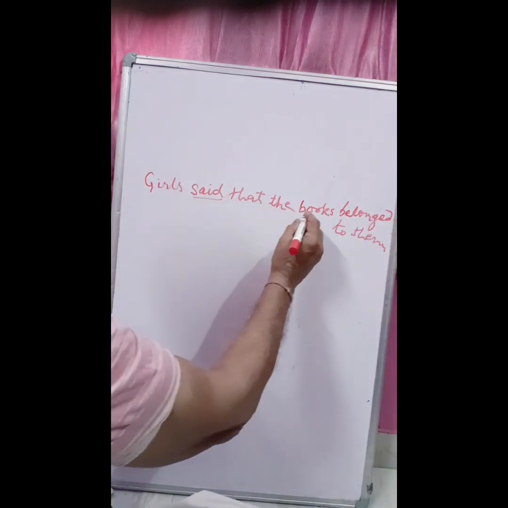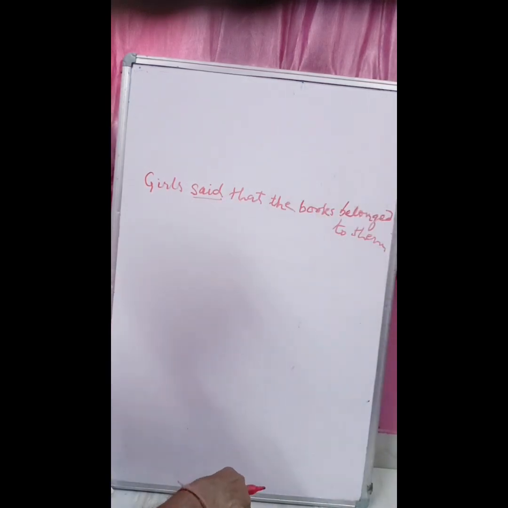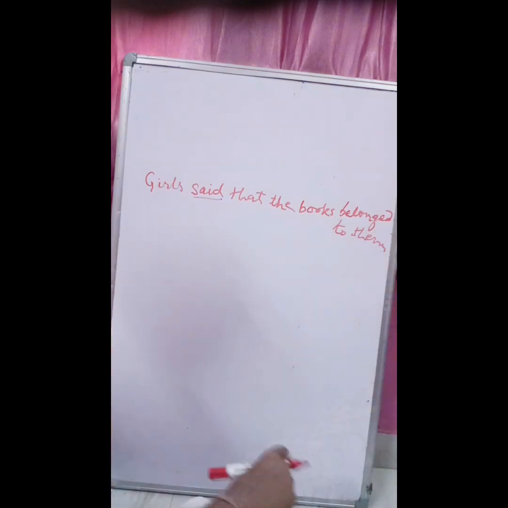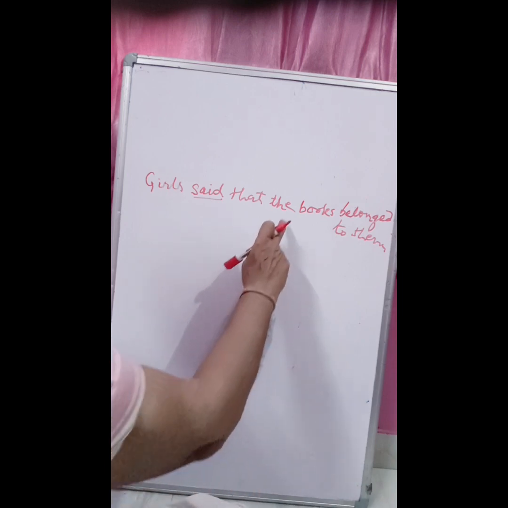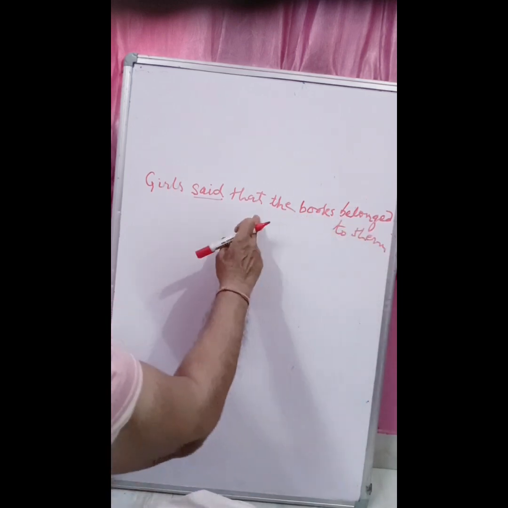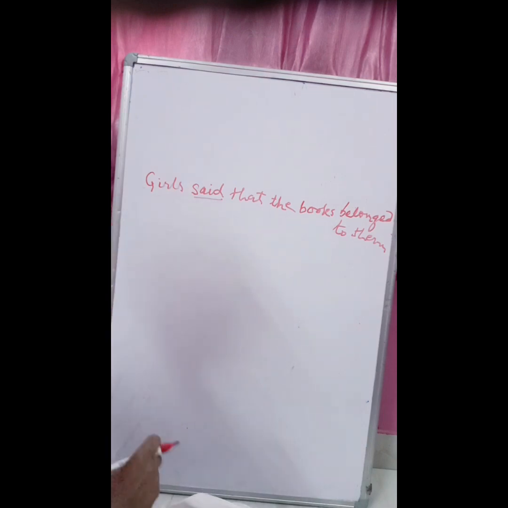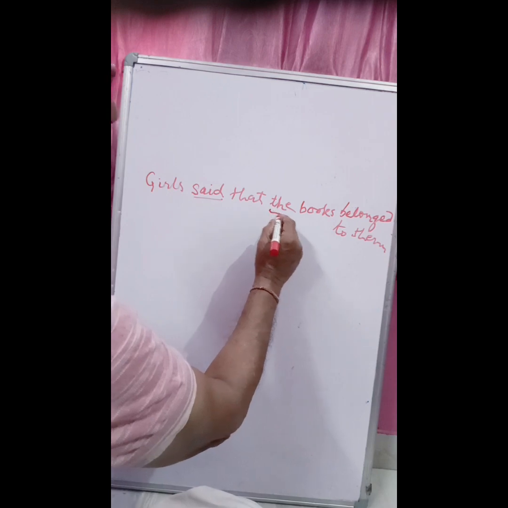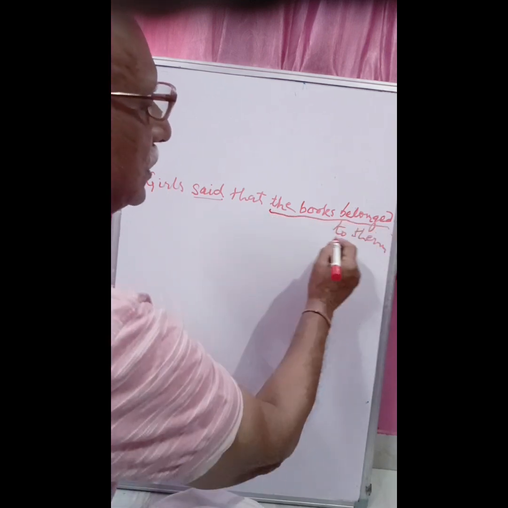Past tense, this is also past tense. Now, how will it come? This is a compound sentence. The girls said that the books belong to the girls. It was said by them. What will work? The entire clause becomes the object.